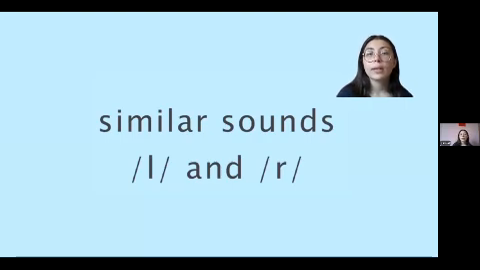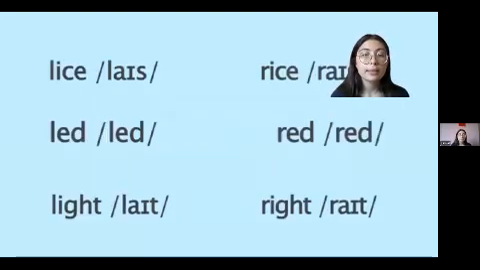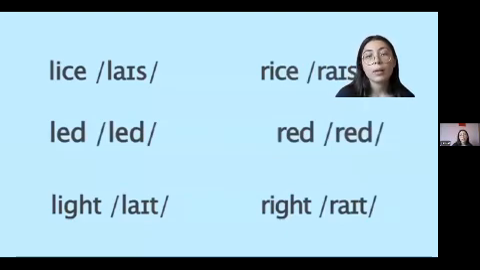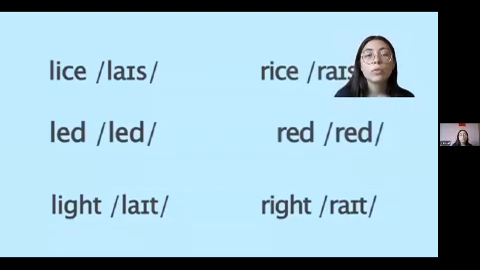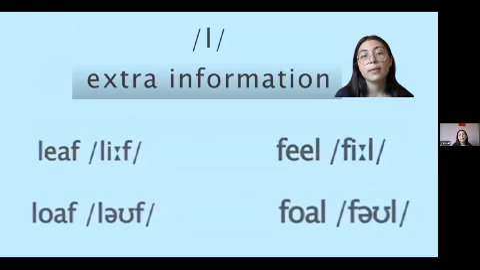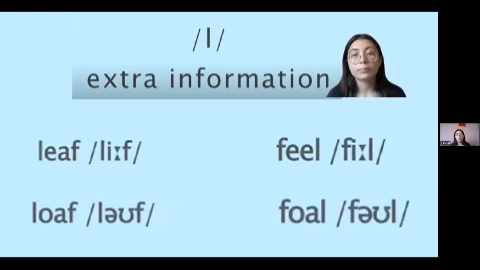Now we're going to look at similar sounds of L and R. Let's start. For example, lice, rice, let, red, light, right. You can see the difference. You can practice it with me. Extra information, leaf, feel, loaf, whole.